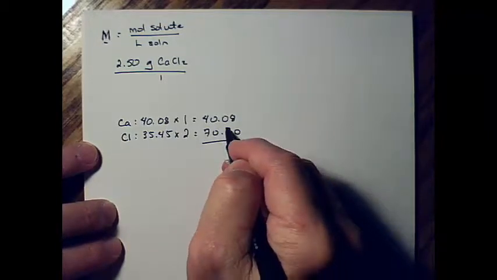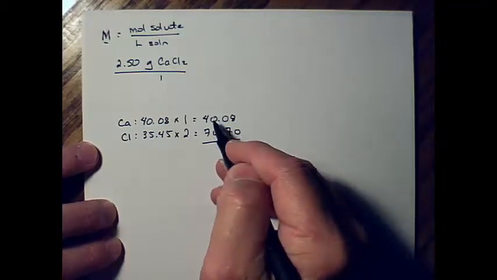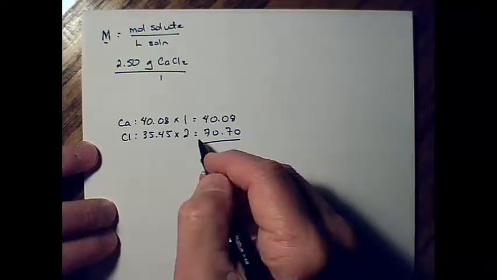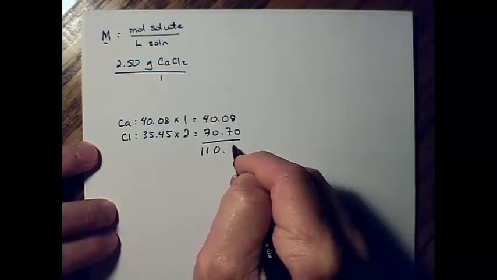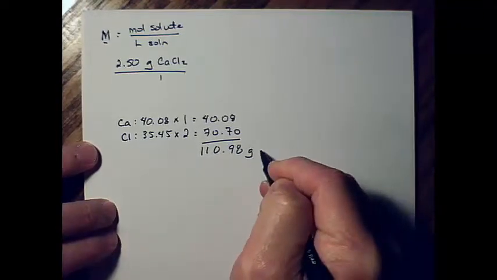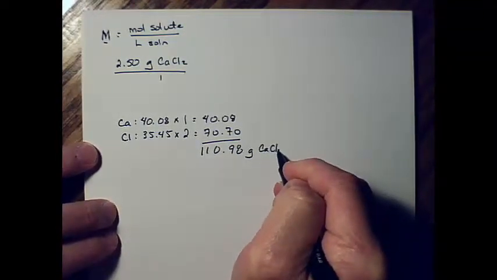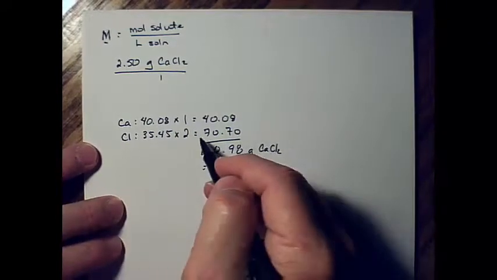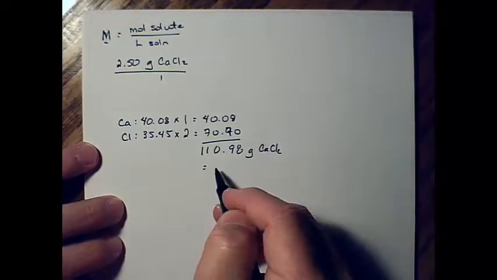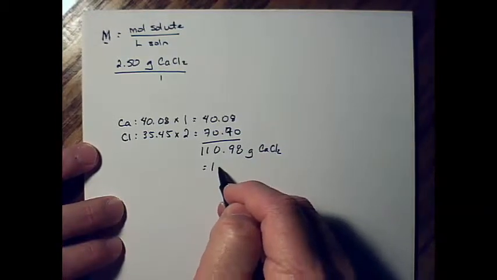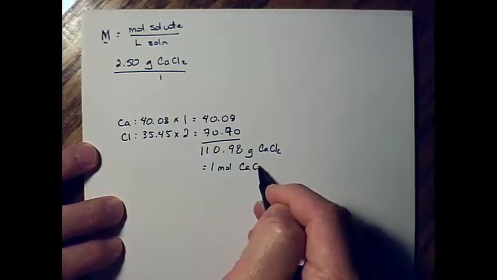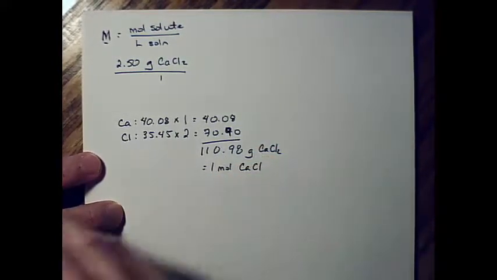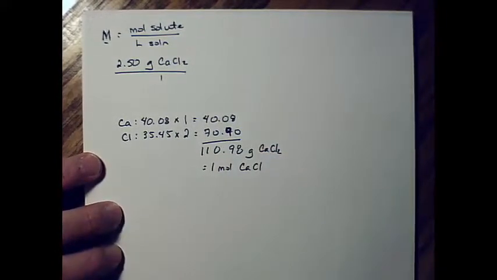The sum of the atomic masses of all the atoms in the formula in units of grams is the molar mass. This is 110.98 grams of calcium chloride. I'm sorry, you're right, there should be a 90 here. So that's equal to 1 mole of calcium chloride. Okay, so that is a 9, you're right. I'm not sure why I wrote 7 again, but it's a 9.